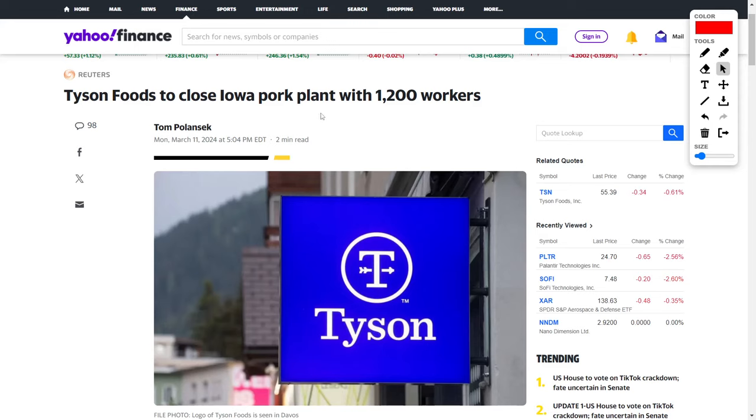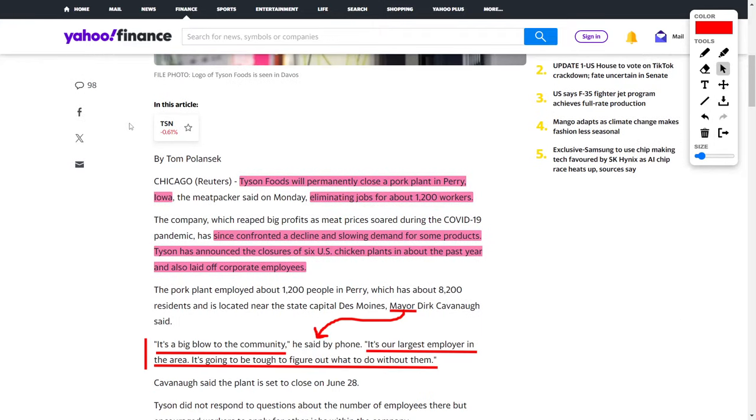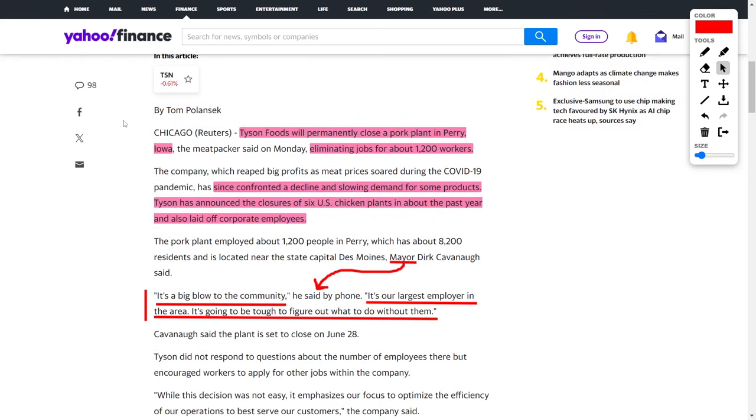However, we do have some negative stock news in regards to Tyson Foods, who is set to close their Iowa pork plant and lay off 1,200 workers. I personally do not hold Tyson Foods in my portfolio, ticker symbol TSN, however, I do know that many investors seem to like this company. Tyson Foods recently reported that they will permanently be closing their pork plant in Perry, Iowa, and this means that they will have to eliminate around 1,200 jobs. The reason why Tyson is closing this plant is because of slower demand for their products. And we've also seen this over the past year, considering that they have closed 6 US chicken plants.